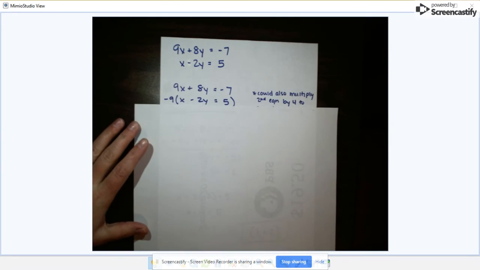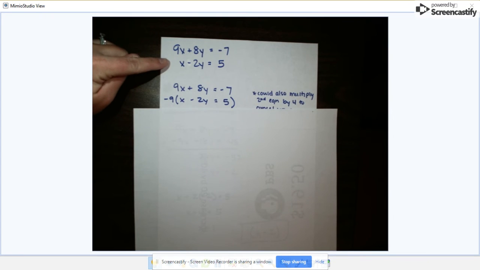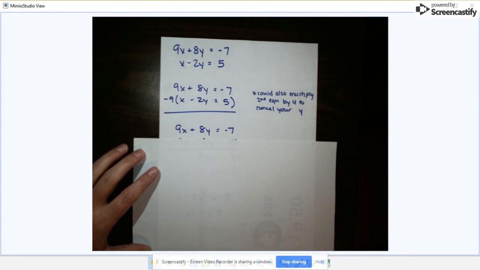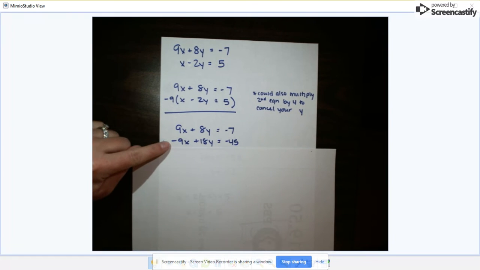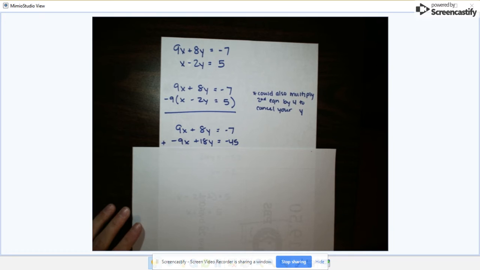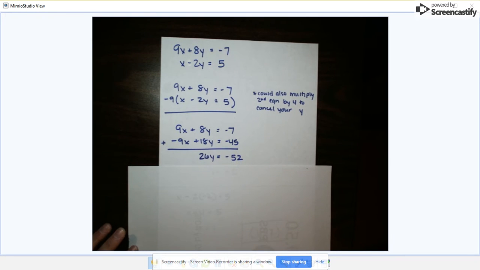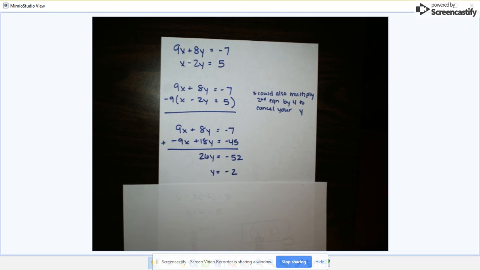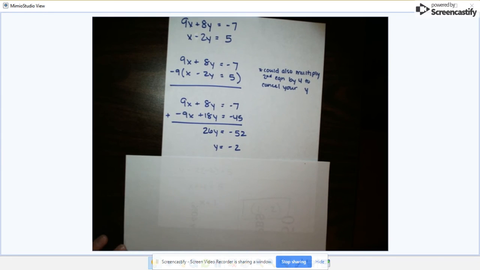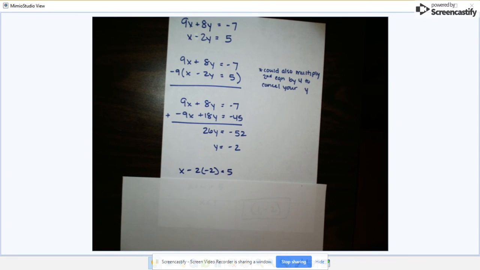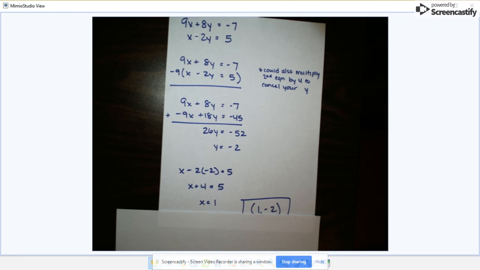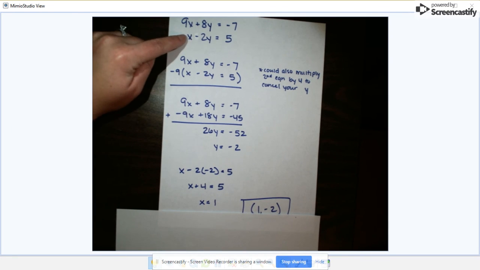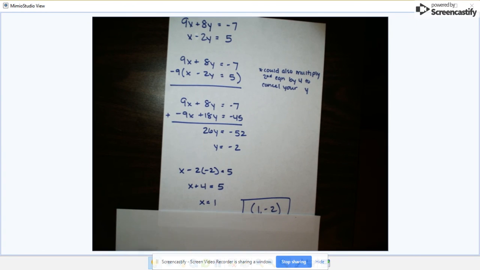So I went ahead and canceled off our x's. So like I said, multiply that bottom equation by -9 because we want those coefficients to be the same number with opposite signs. So once we multiply through to the bottom equation, we have -9x plus 18y equals -45. And now I can add my two equations to get 26y equals -52. Solve that to get -2 for our y value. Again, plug y equals -2 into one of your top equations and solve. So I got x equals 1 when I plugged -2 into the bottom equation. So our solution is 1, -2.